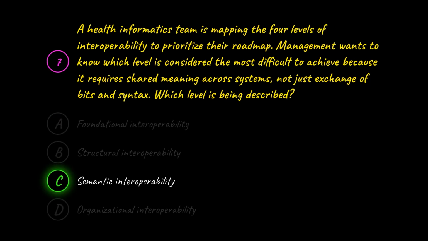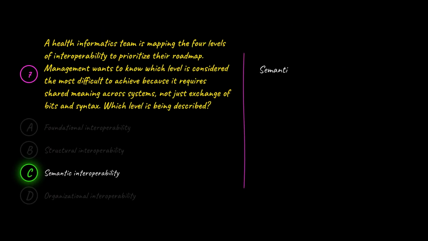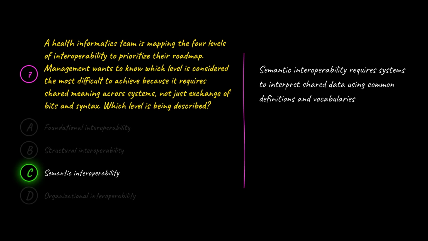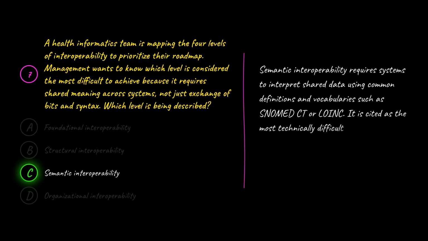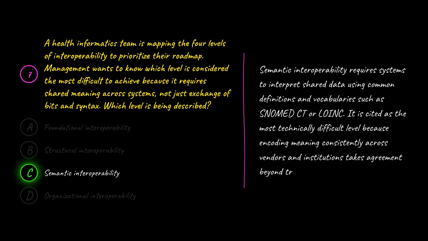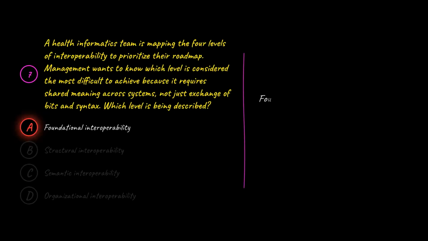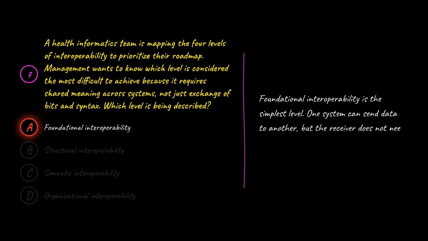The correct answer is C. Semantic interoperability. C is correct because semantic interoperability requires systems to interpret shared data using common definitions and vocabularies such as SNOMED CT or LOINC. It is cited as the most technically difficult level because encoding meaning consistently across vendors and institutions takes agreement beyond transport and format. A is wrong because foundational interoperability is the simplest level. One system can send data to another, but the receiver does not need to interpret it.